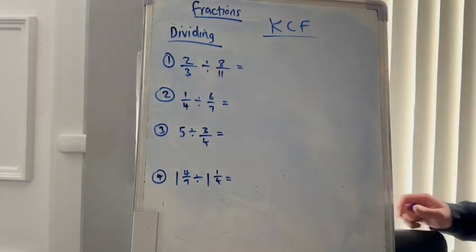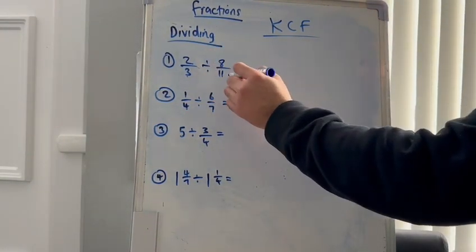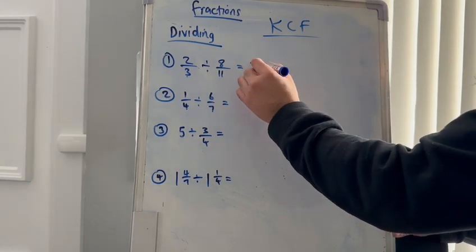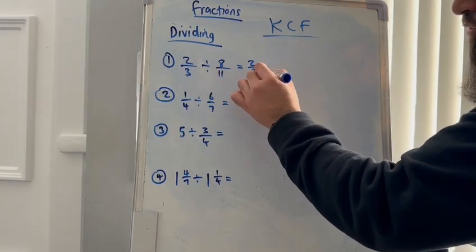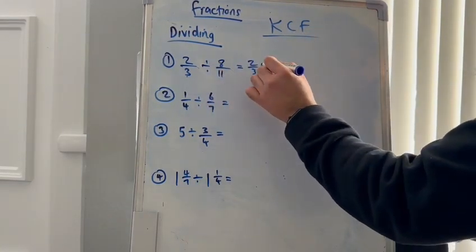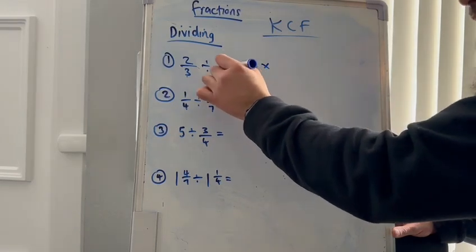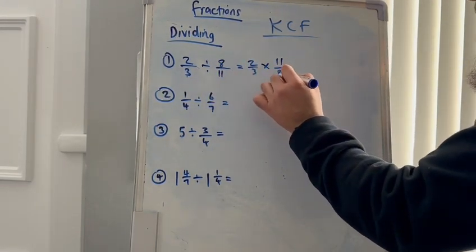So dividing fractions, again, the main thing to remember is K, C, F. If you remember this, you'll never forget it. When I'm dividing, I actually need to convert it over. So I keep the first fraction as it is, so that stays as 2/3. I change the division into a times, and I flip the last fraction over so that becomes 11/8.